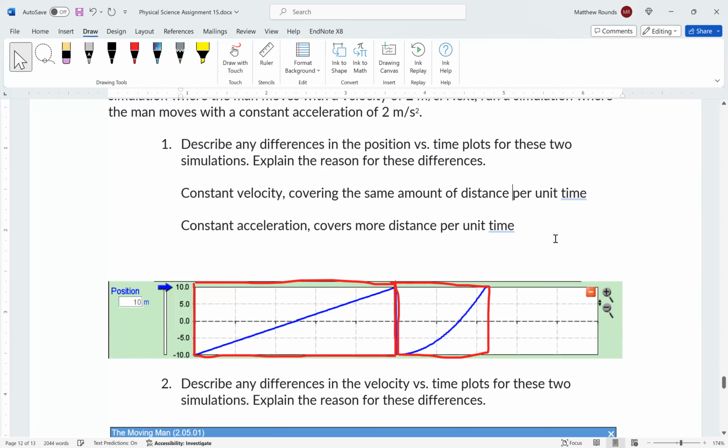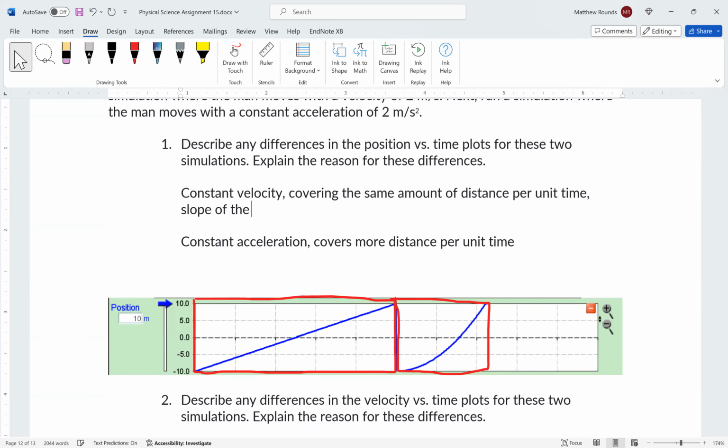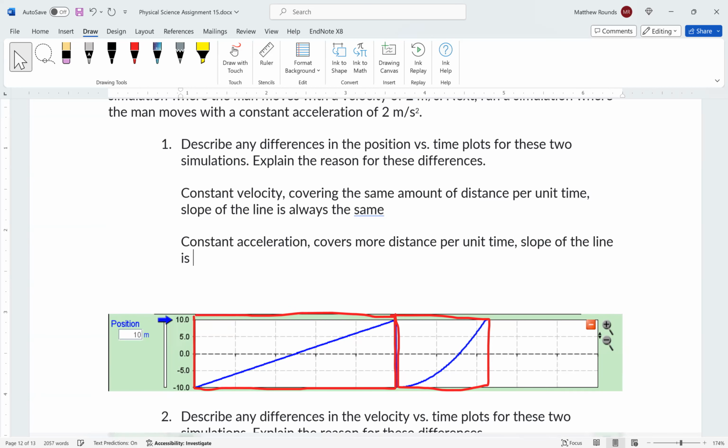So we might talk next about the slope of the line. In the first, the slope of the line is always the same. And in this next part, the slope of the line is getting steeper. Is that okay? Yeah. All right. So you've got to put that into your own words. Things that are the same, things that are different.